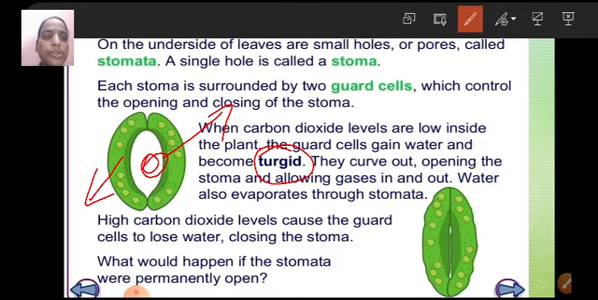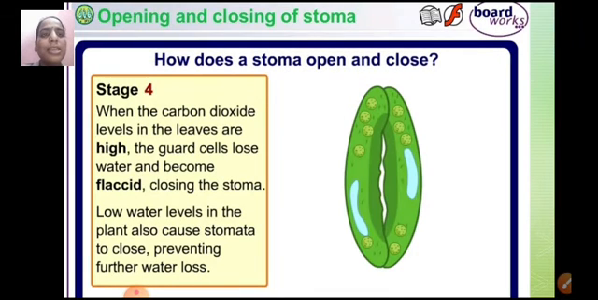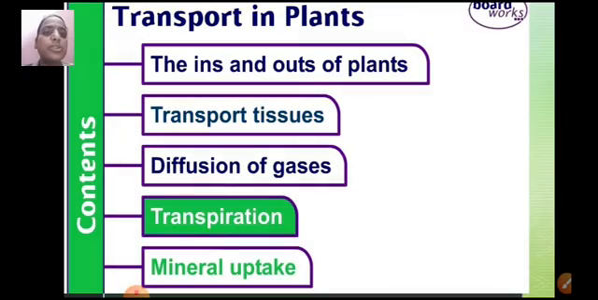Water also evaporates through stomata. High carbon dioxide levels cause the guard cells to lose water, closing the stoma. So this is how stomata close and open and hence lead to the exchange of gases. So how do stomata open and close? When the carbon dioxide levels in the leaves are high, the guard cells lose water and become flaccid, closing the stomata. That is, they shrink. Low water levels in the plant also cause stomata to close, preventing further loss of water.